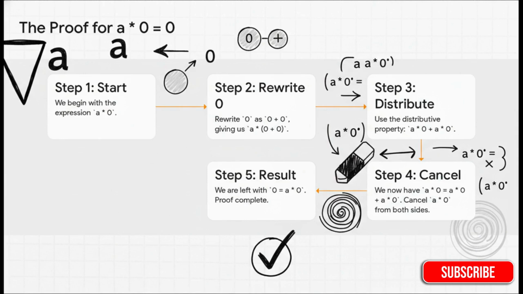So now we have this equation, a times 0 on one side equals a times 0 plus a times 0 on the other. And the final move? We just cancel one a times 0 from each side. And what are we left with? 0 on one side and a times 0 on the other. And boom, we've proved it.